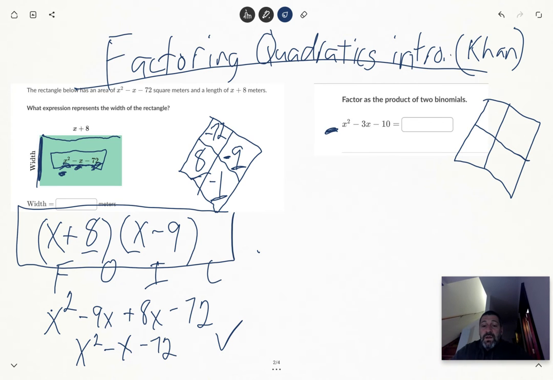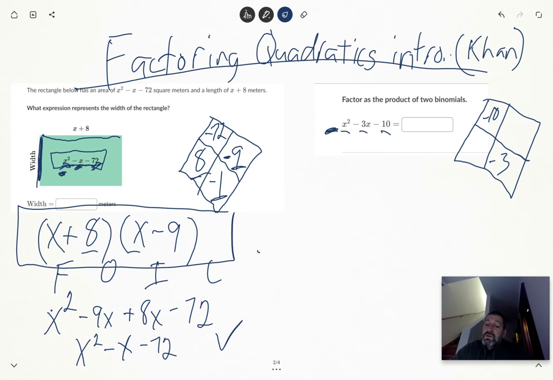Okay, so this is standard form: x squared, then we've got an x, then we've got a constant here. Okay, so we're going to put that last term, that -10, at the top, and the middle term, the -3, goes here. Okay, so we need two numbers that multiply to give us -10 and add to give us -3.